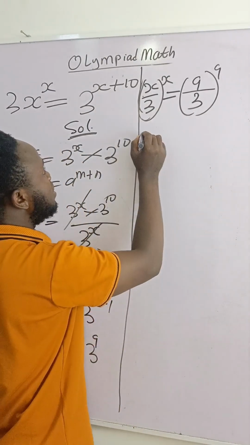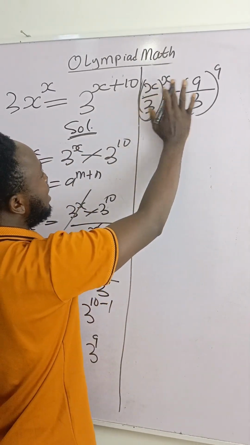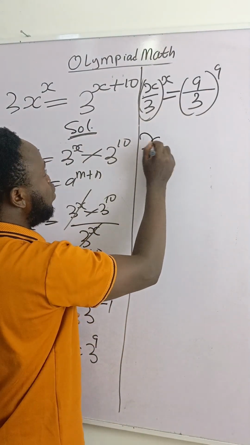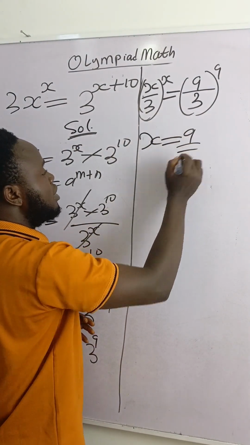Nothing is changing. So at this point, you can see that this and this are exactly in the same order. We can now do comparison and quickly say that x is equal to what? 9 as the correct answer.